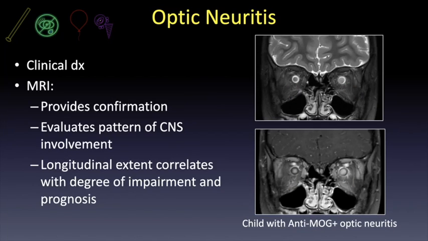Optic neuritis is primarily a clinical diagnosis, and the major roles of MRI are to provide confirmation of the diagnosis and evaluate patterns of disease in the optic apparatus, brain, and spine, which can help with a specific diagnosis. Notably, the longitudinal extent of optic nerve involvement has been shown to correlate with the degree of visual impairment and the prognosis.